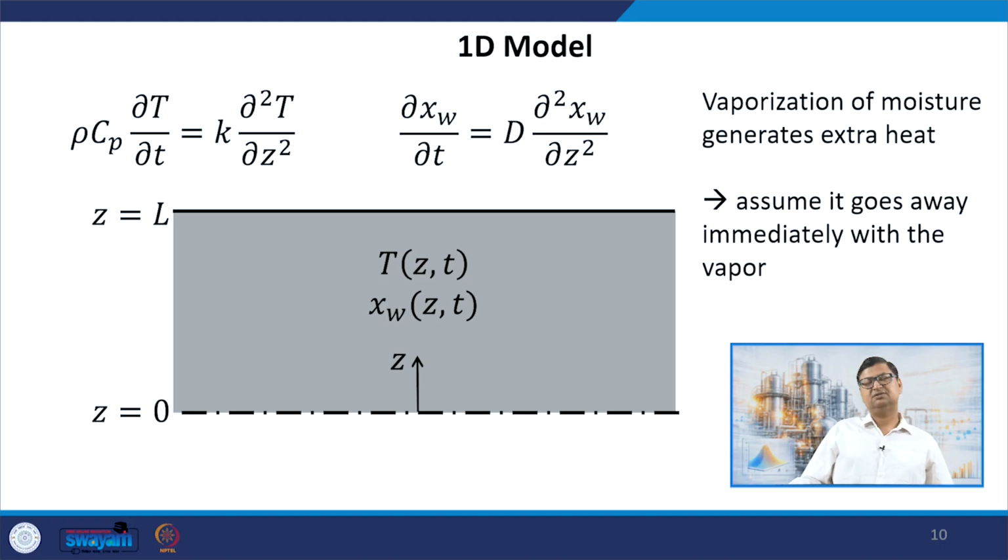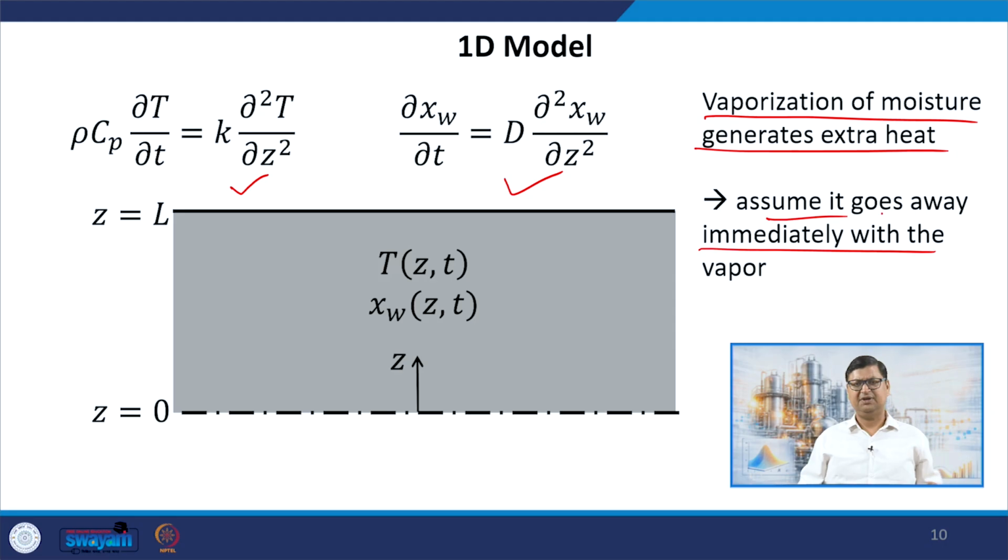So now we can write the equations, and in this case we have two equations, one for the heat transfer and the other for the mass transfer, which I have assumed is a diffusive mass transfer of the moisture that is going out. Nothing else is going out. We can assume that all the other components of the duff are pretty much non-volatile, so they are not going out, only the water is going out. And as I said, the vaporization gives you extra heat, and we are assuming that all of that goes away immediately with the vapor, just to make things simpler, right.